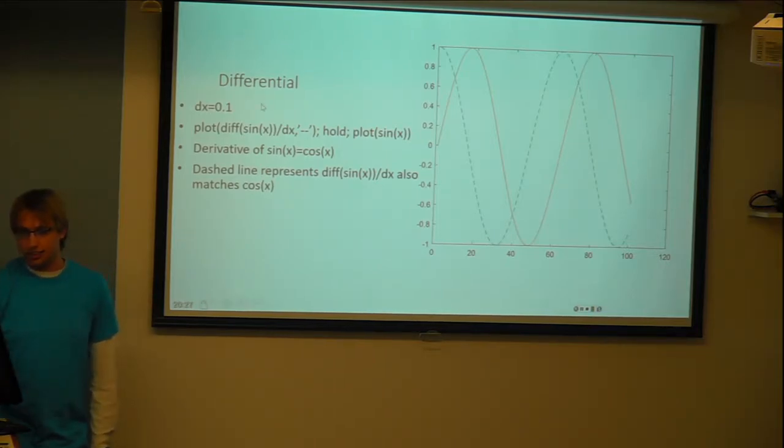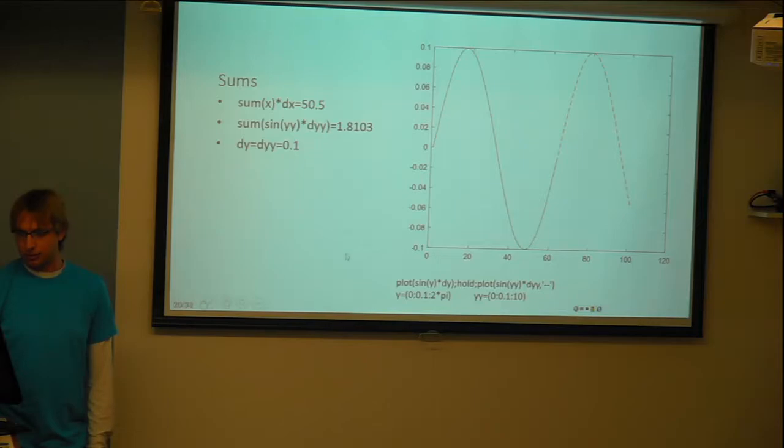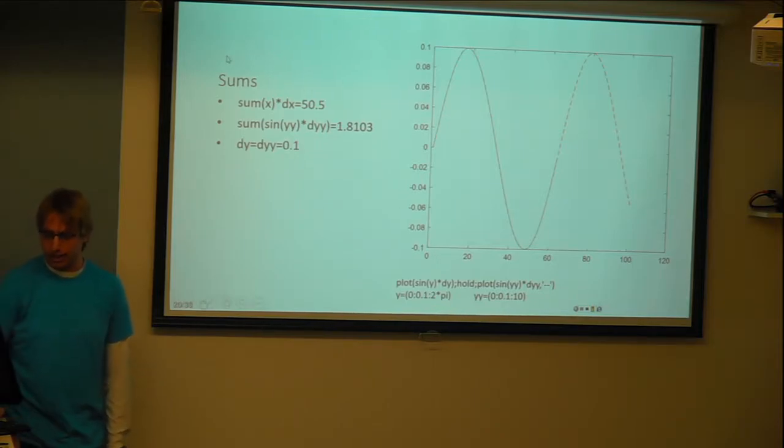I'm not sure how to say that other than the derivative of sine is cosine, that shows the derivative of sine is cosine. And then for sums, first I just summed up the x that I've been using up to this point, which gave us, as it stood, like 505, but multiplied by dx is 50.5, so it was adding every single, like 1.1, 1.2, 1.3, and so on.